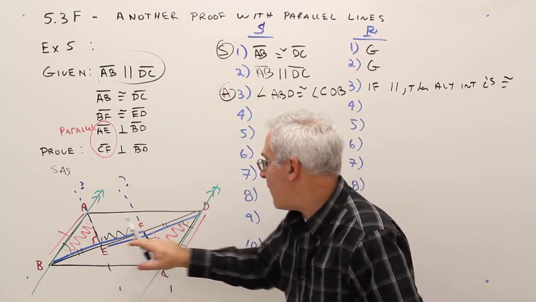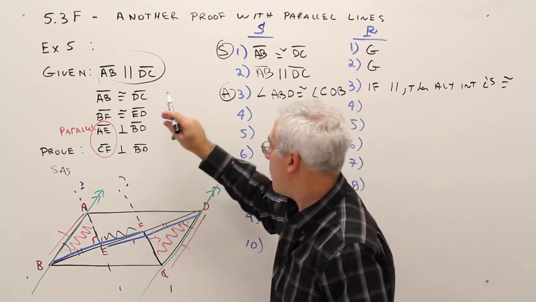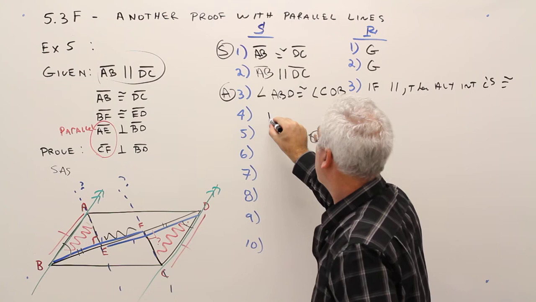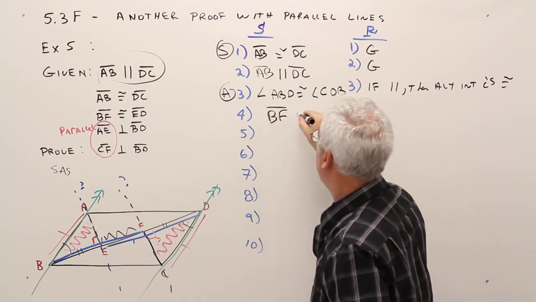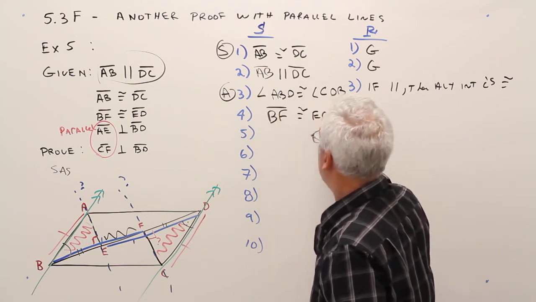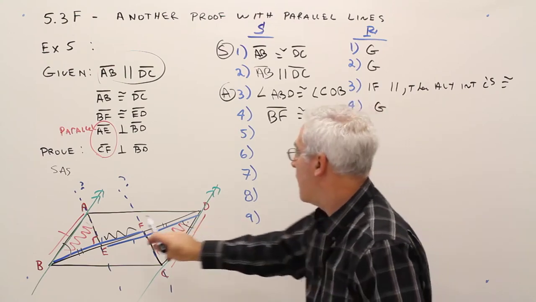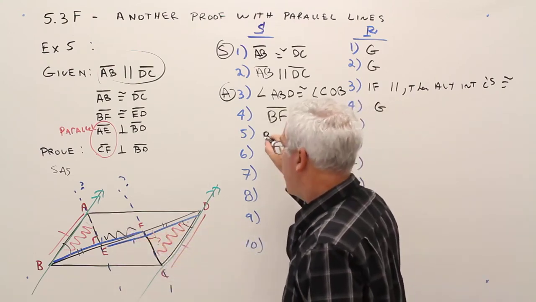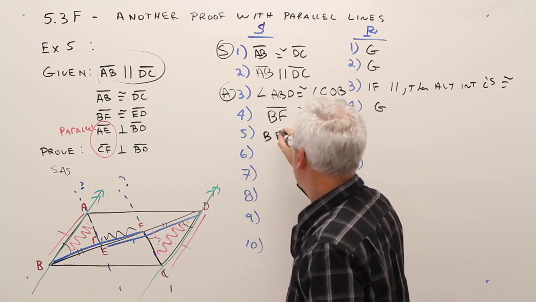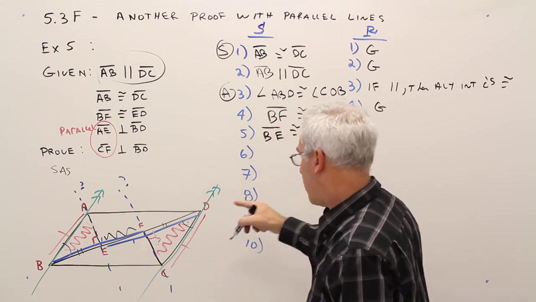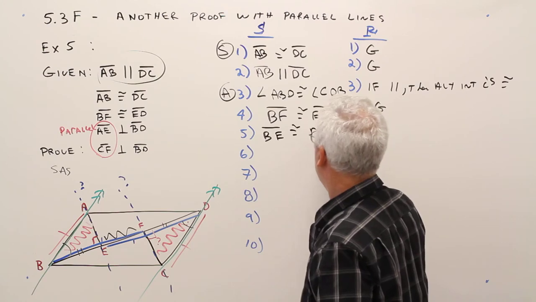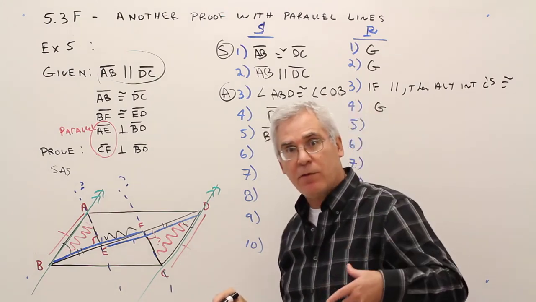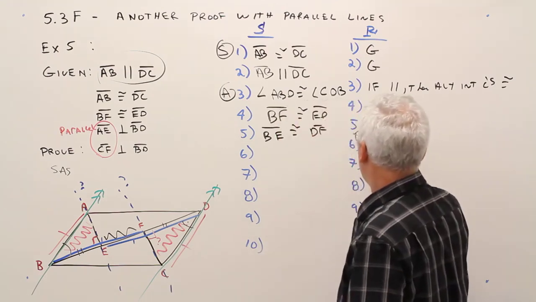And then they gave me those big blue segments. That was right here. BF was congruent to ED, that was given. Then I'm going to subtract that common segment and obtain BE congruent to DF. If a common segment is subtracted from congruent segments, then the difference is congruent. We'll just say segment subtraction.